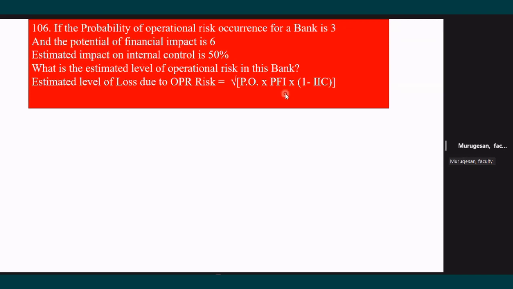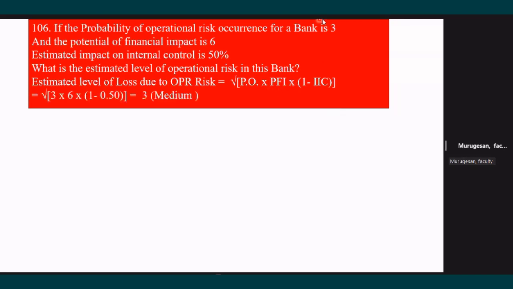Impact on IIC. That is 1 minus, this is 1. So the formula is how to measure the loss risk. In operation risk, OPR means operation risk is the square root. Now you have to put the square root of PO, probability of occurrence 3, into the potential of financial impact, PFI 6. So 3 into 6, 18, into 1 minus 50%. The 50% you have to convert to decimal. 1 minus 0.50 means half.